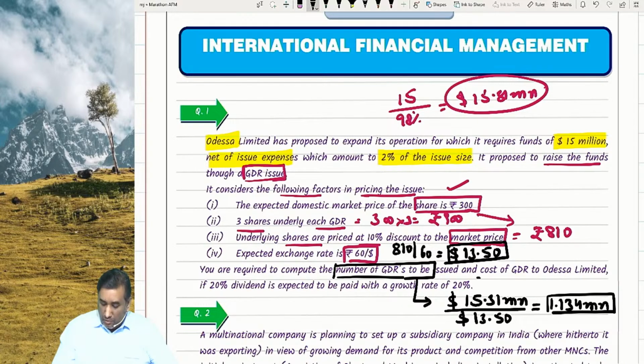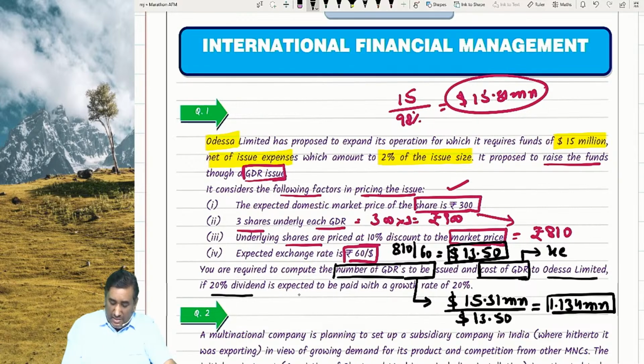Cost of the GDR is nothing but Ke, the cost of equity. Please remember the formula you used at the inter level: D1 divided by net proceeds. Since you have issue expenses or flotation cost, instead of dividing by the price, the formula is D1 divided by P plus g. So you should now use D1 divided by net proceeds. This is nothing but Ke to Odisha Limited.